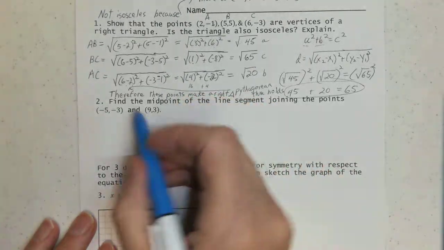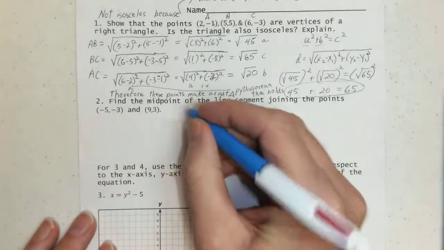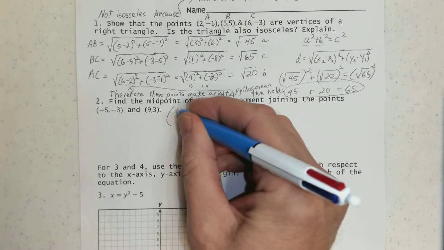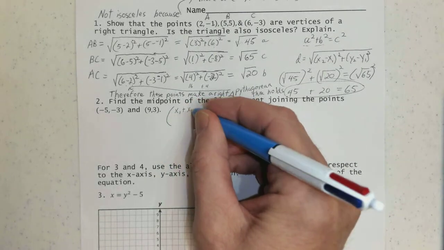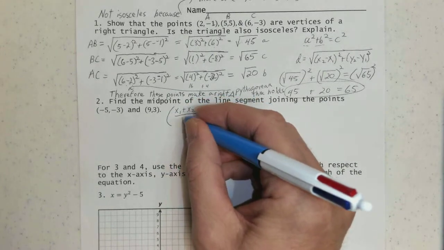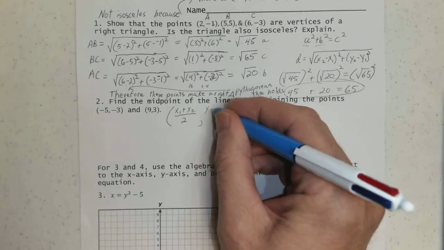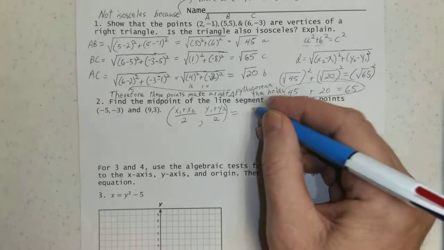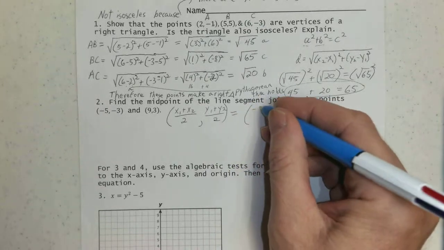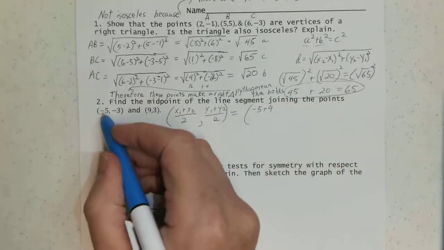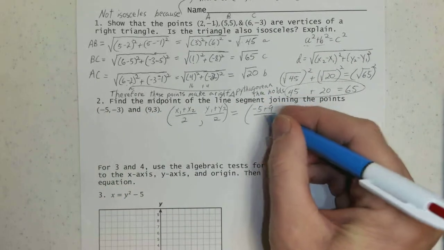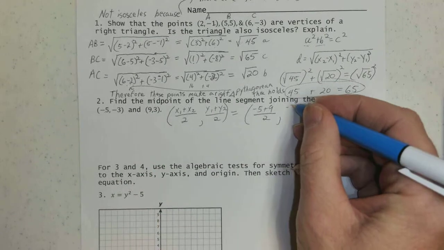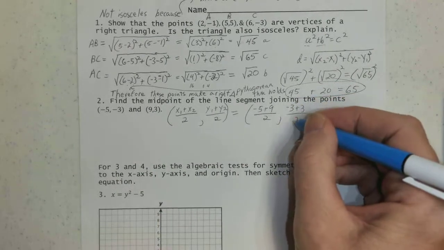Midpoint, number 2, midpoint between these 2 points. We average the x-coordinates, or x sub 1 plus x sub 2 divided by 2, and y sub 1 plus y sub 2 divided by 2. Well, let's see, that is negative 5 plus 9, those are my 2 x-coordinates, divided by 2. And that is negative 3 plus 3 divided by 2.